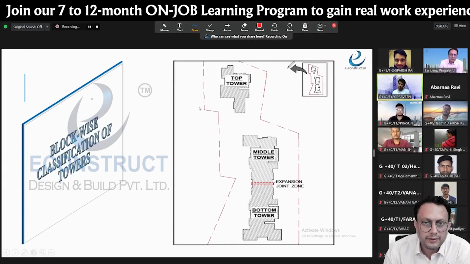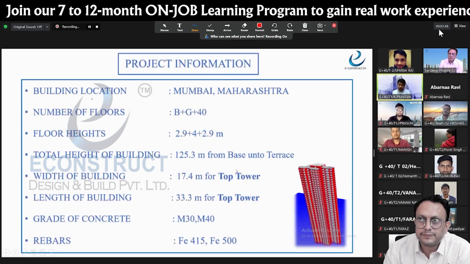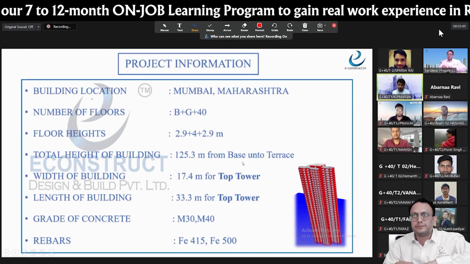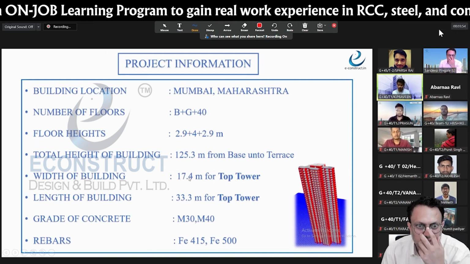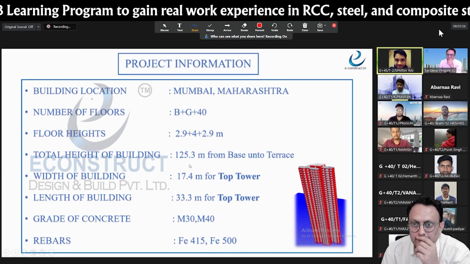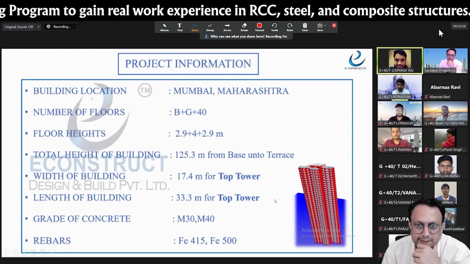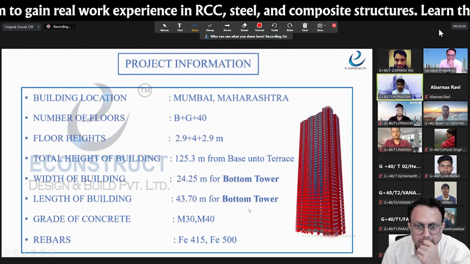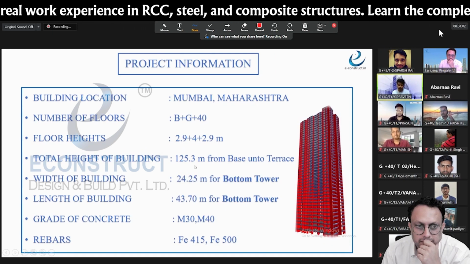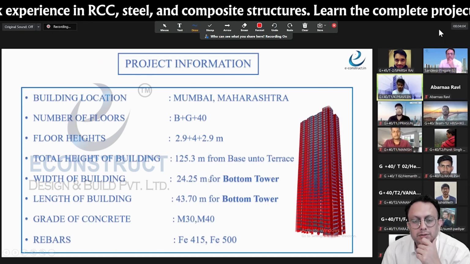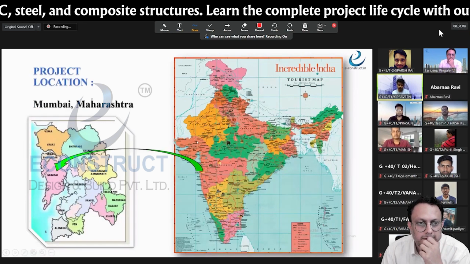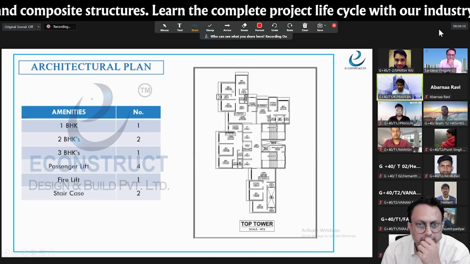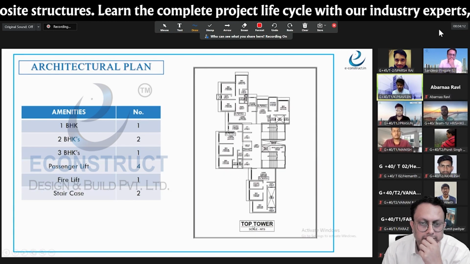Then this is the project information with respect to all the towers. Top tower we have, then we have middle tower, then we have bottom tower. Then this is the map view. Further going, these are the architecture plans of different towers. This is the top tower architecture plan.